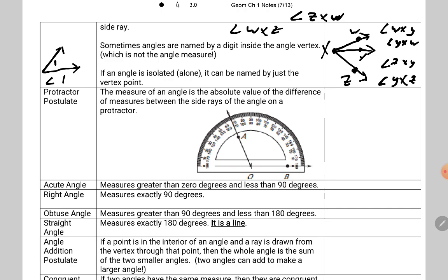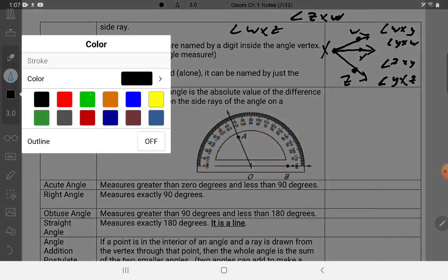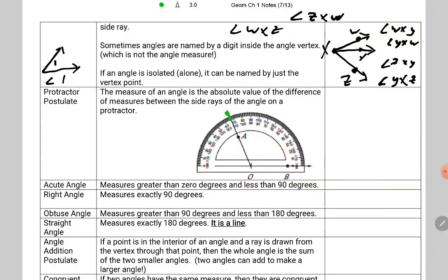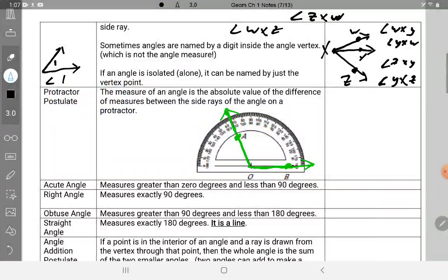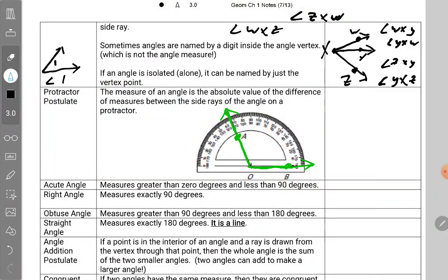The measure of an angle is the absolute value of the difference of measures between the side rays. So they have the angle here, and I'll just redraw it in a different color so you guys can see it. So the green line here. So we have A, we have B right here.